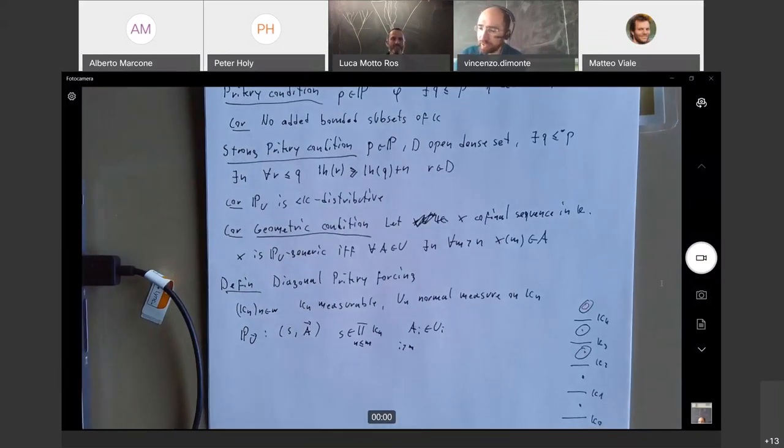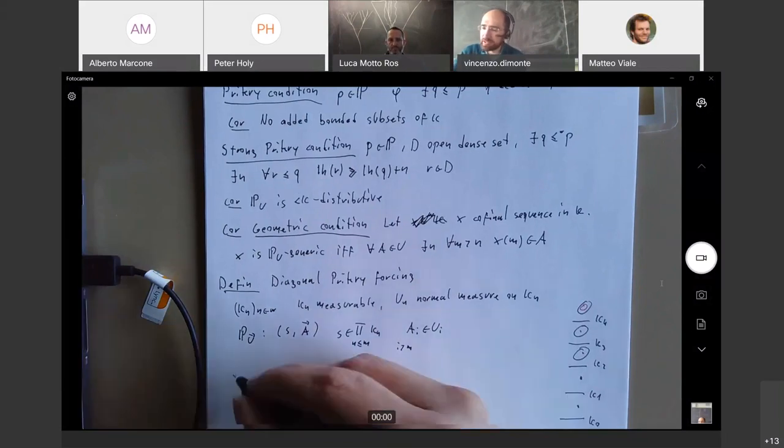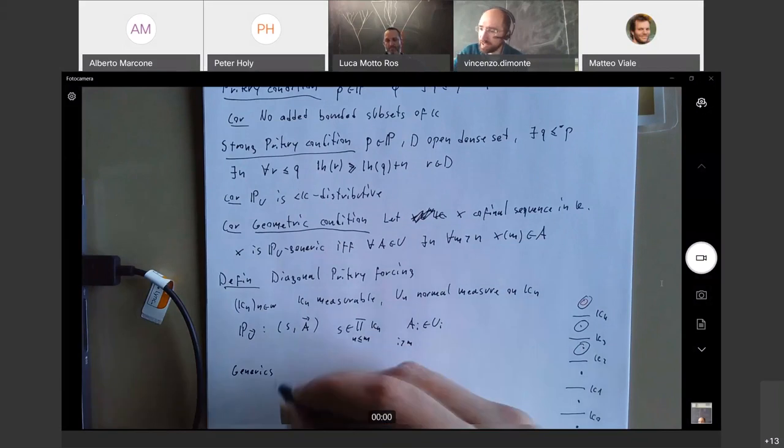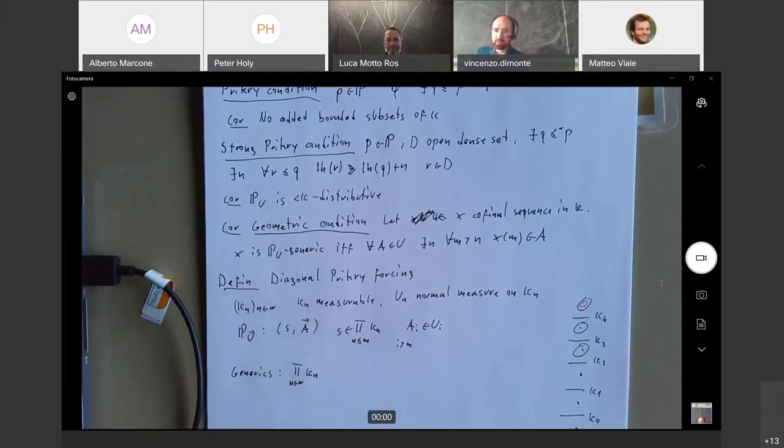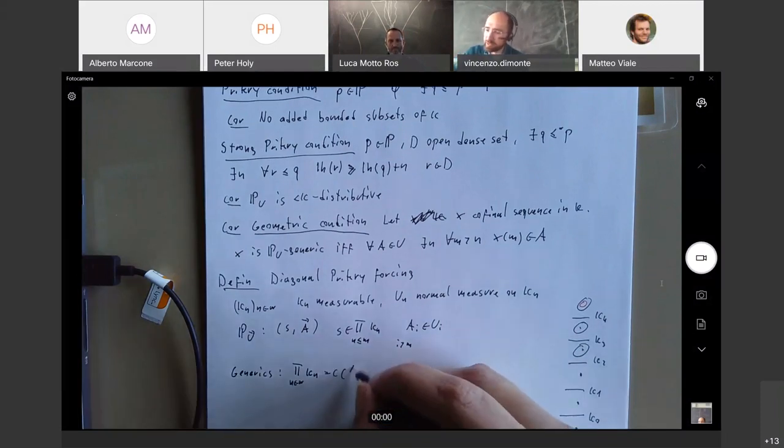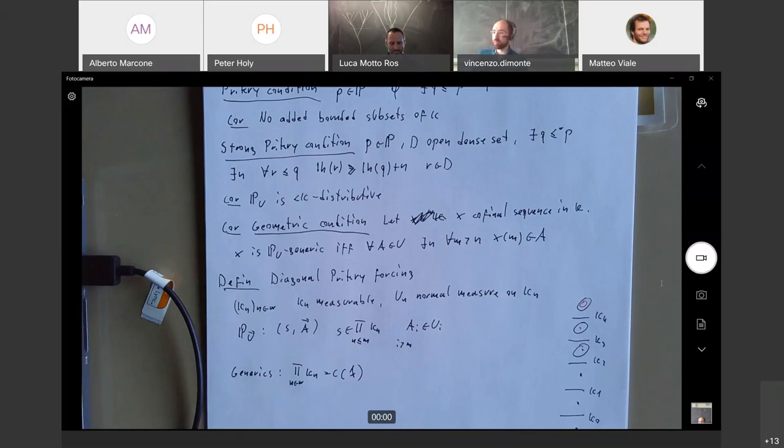Okay. So you see now, so what are the generics? Generics are elements of this set. What is this set? This is C lambda, right? So maximal filters actually are elements of C lambda.